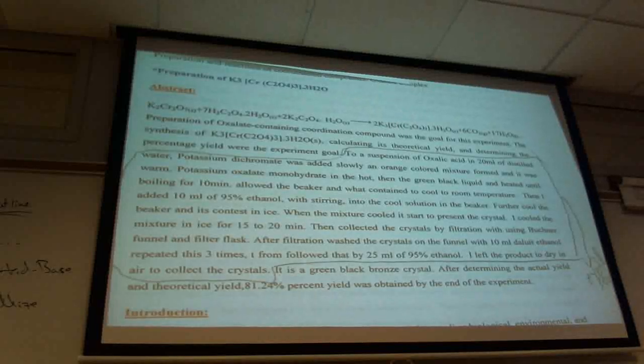Preparation of oxalate containing coordination compound was the goal for this experiment. The synthesis, that formula there, calculating its theoretical yield and determining the percentage yield were the experimental goals. To a suspension of oxalic acid in 20 milliliters... Somebody who doesn't have much time, are they going to want to read this? 20 milliliters of distilled water, all this stuff? Only if they're really interested, right?